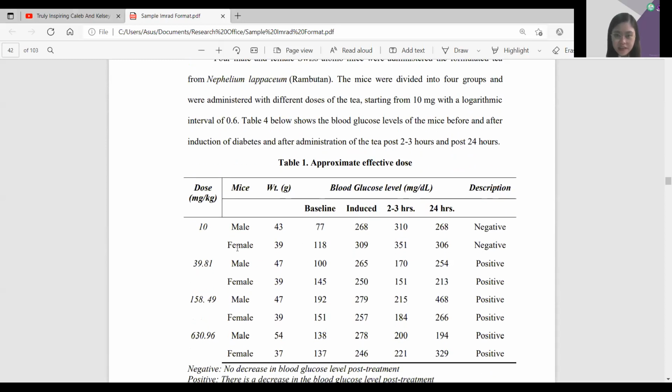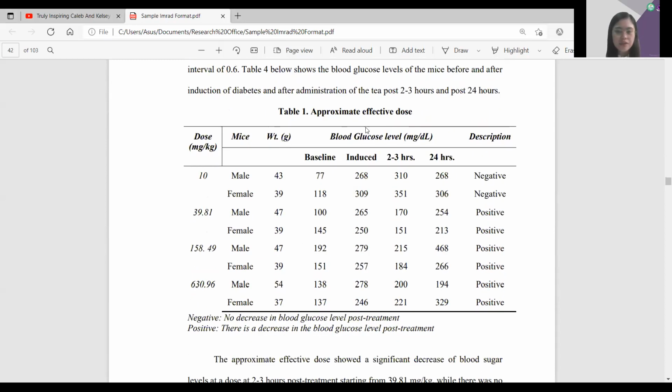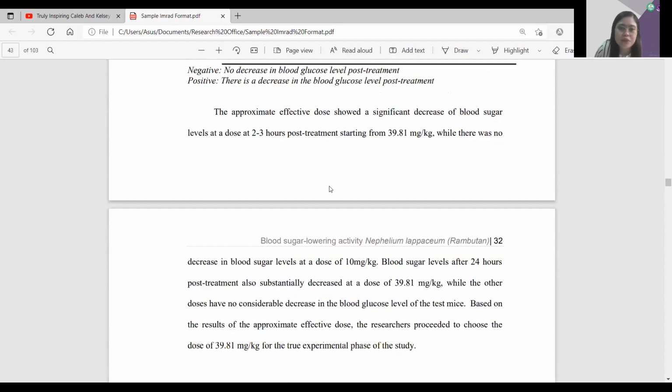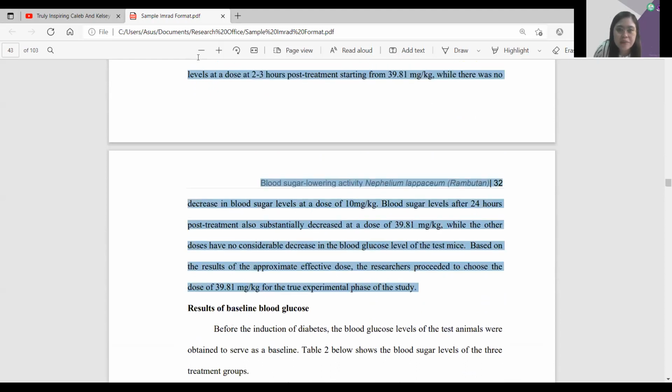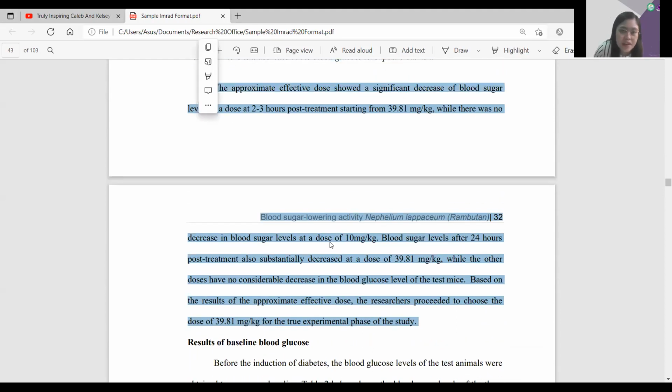Gumamit sila ng table. Again, if you are a pharmacist or an allied health professional, you can actually immediately understand these numbers here in the table. But if you are just a lay person, wala na, hindi ka na makakaintindi. So you have to read the presentation sa baba or the explanation.